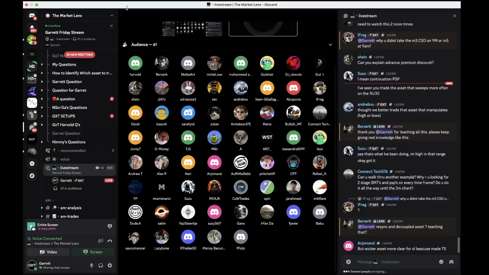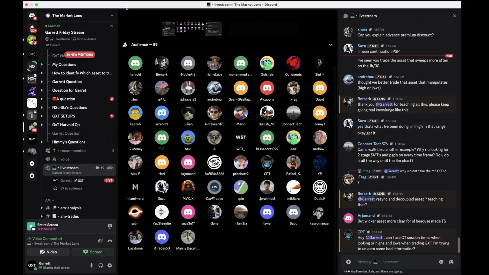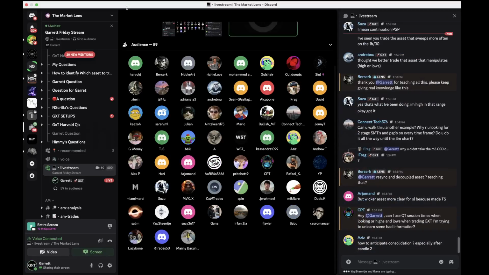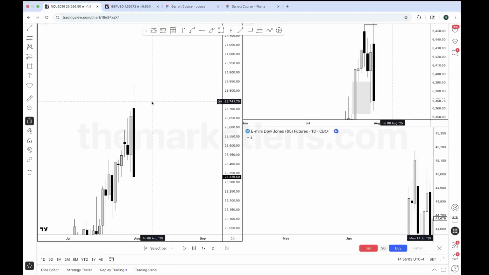Yeah, so resync decoupled assets. Advanced premium discount is a part of that, but we'll go over all that stuff. Hey Garrett, can I use QT session times when looking at highs and lows? Yeah, you can. So like today, go over today's price action.